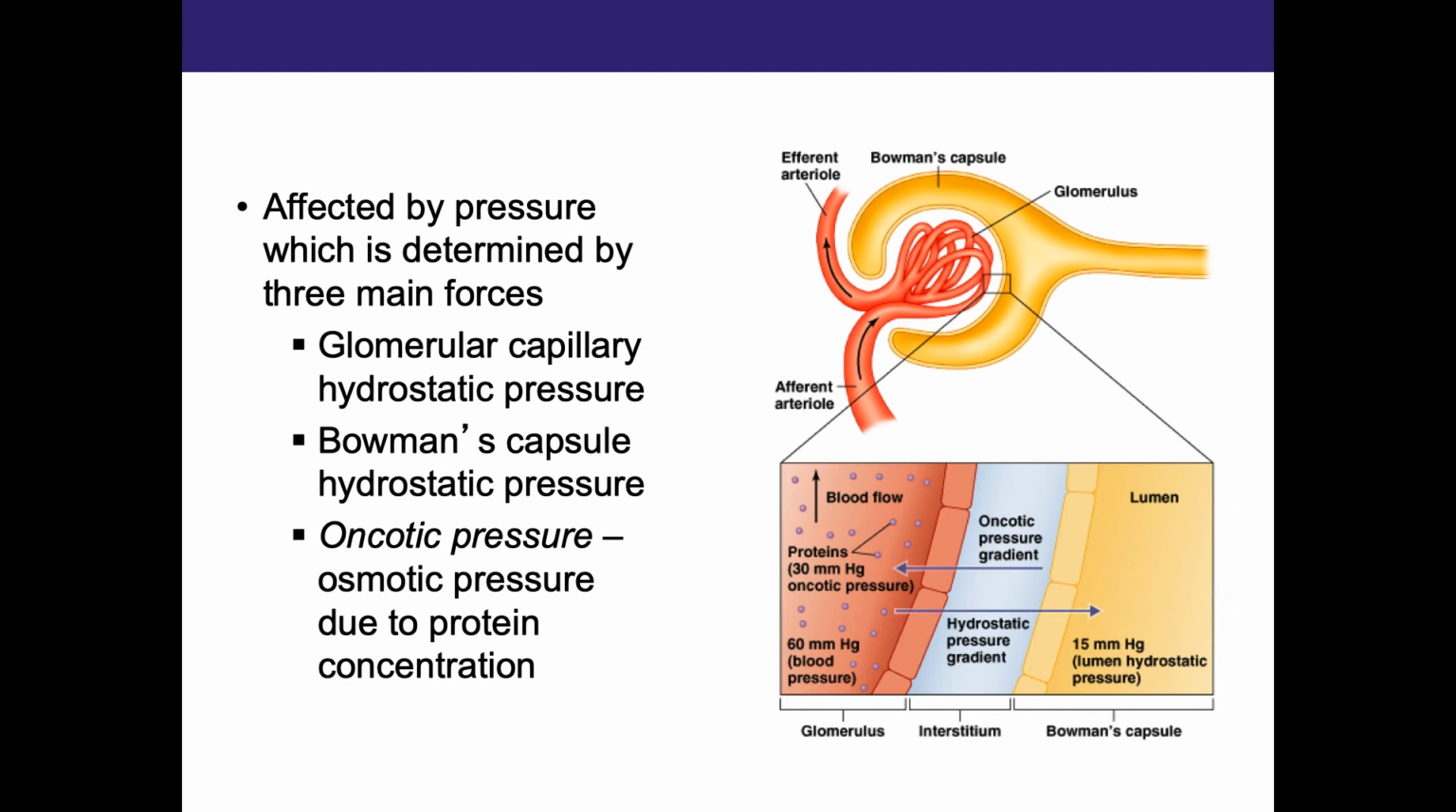So, the net filtration pressure is determined by three main forces. The glomerular capillary hydrostatic pressure, Bowman's capsule hydrostatic pressure. Remember, those were P. In this case, we're going to use PGC, glomerular capillaries, and the hydrostatic pressure of Bowman's capsule, or BC. And then the oncotic pressure of the proteins within the glomerular capillaries.